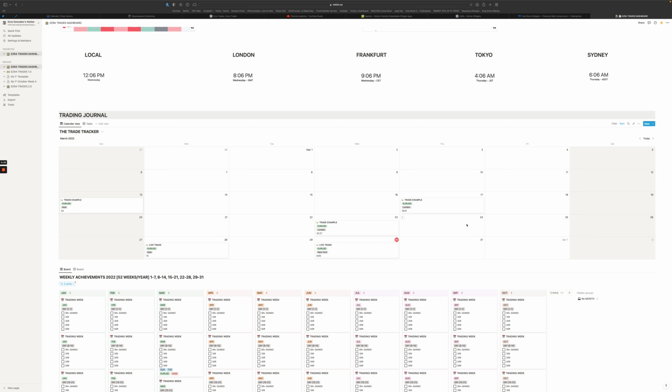So first things first, we're going to go over a couple of trade examples. This week, I just started implementing it myself. So I already have 2 trades that I've taken this week, and I'm going to add them in. You're going to see how they work and what the system's all about.